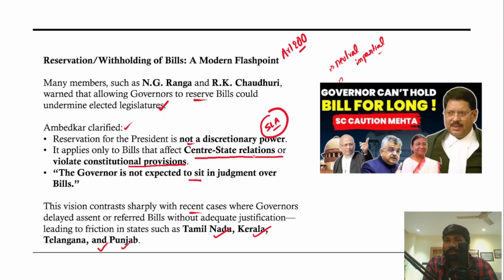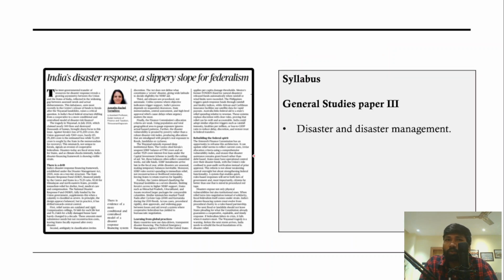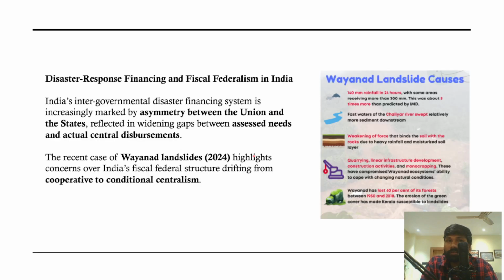Now let's discuss another very important topic, and this topic is talking about India's disaster preparedness and how the center is not ready to provide assistance to states which are facing several disasters. So let's understand this, and this could be important for General Studies paper 2 and General Studies paper 3 as well. Right? So let's understand what is the context here.